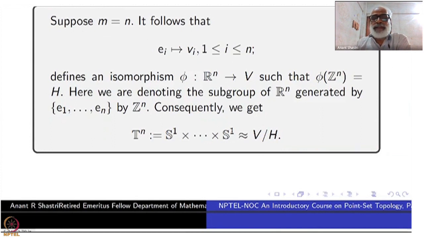Okay, V by H is this one, but how do you get this one? This is because Rn by Zn is isomorphic to R by Z, R by Z, R by Z, n times. R by Z, you know, is isomorphic to S1, t going to e^(2πit), giving you the isomorphism R by Z to S1.